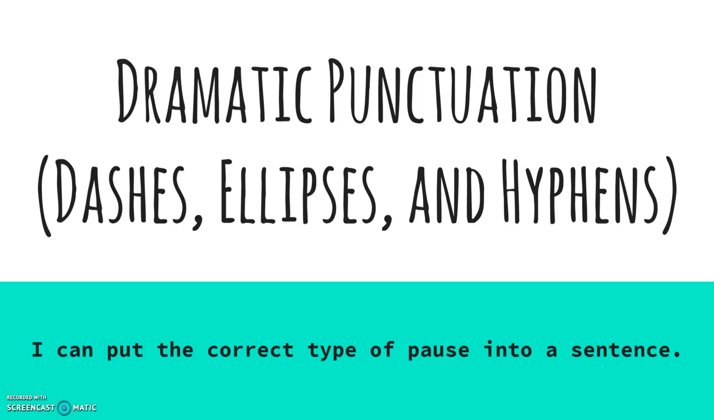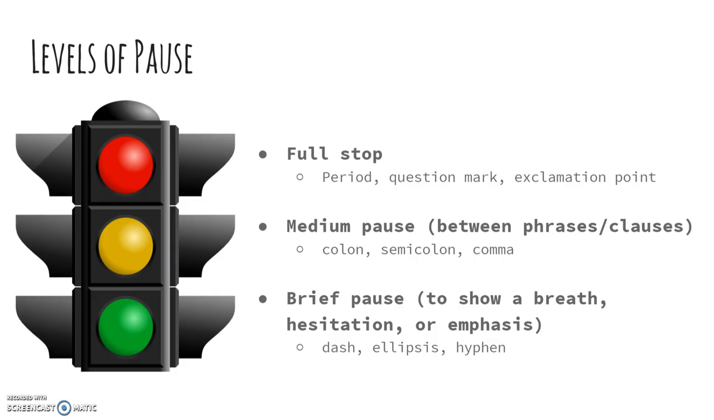Hello, today we're going to talk about some of the more dramatic punctuation types, which are dashes, ellipses, and hyphens. And we're going to discuss them so that you can know what kind of pauses to put in a sentence. There's different levels of pause you can put into a sentence depending on what you're trying to pull off and how long you want the reader to stop or take a breath.